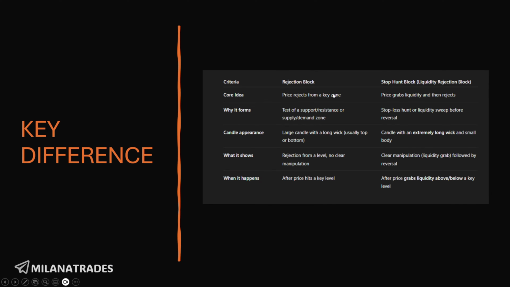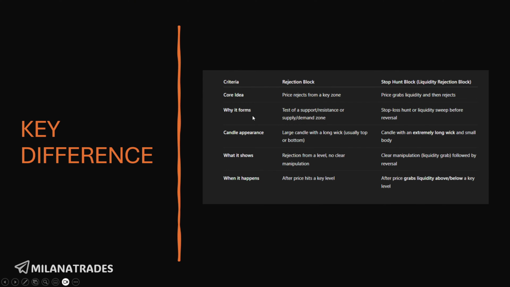Starting with the core idea, a rejection block forms when price simply rejects from a key zone, like support or resistance. In contrast, a stop hunt block occurs when price first grabs liquidity, meaning it sweeps stop losses or pending orders, and then immediately rejects.